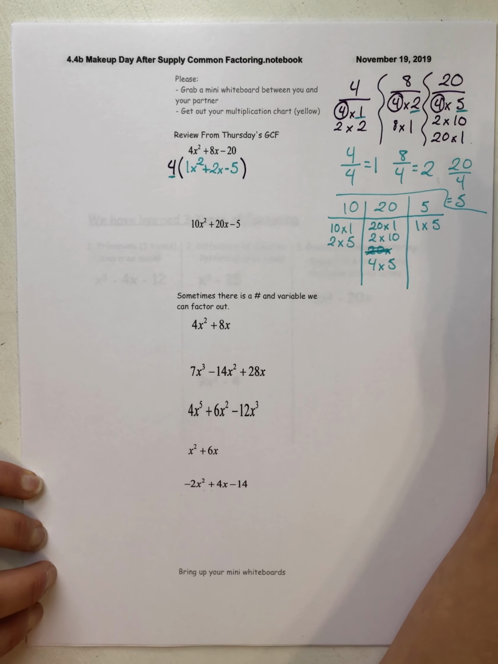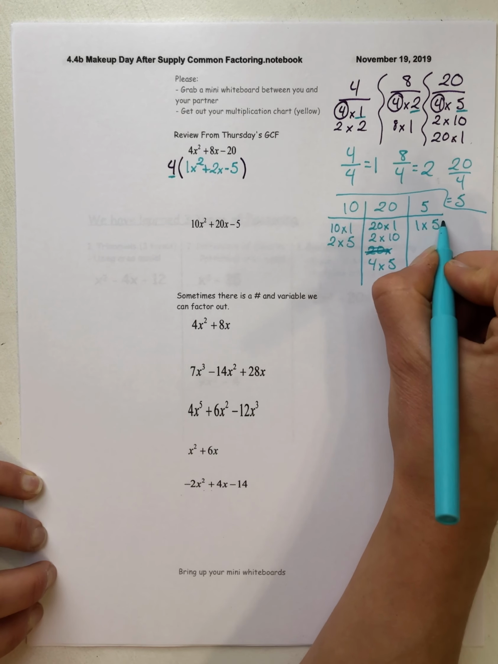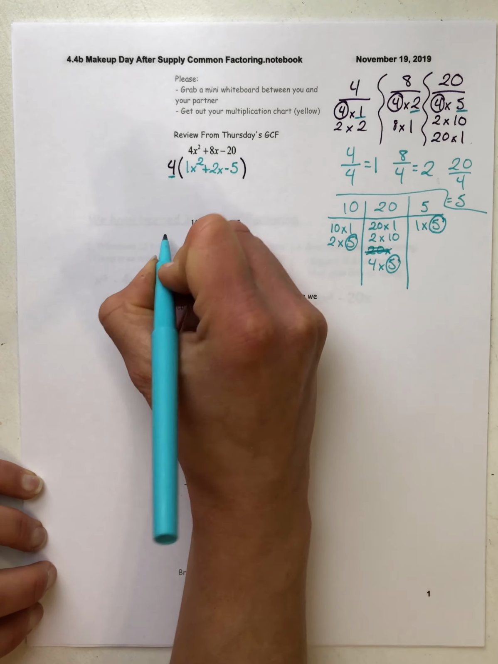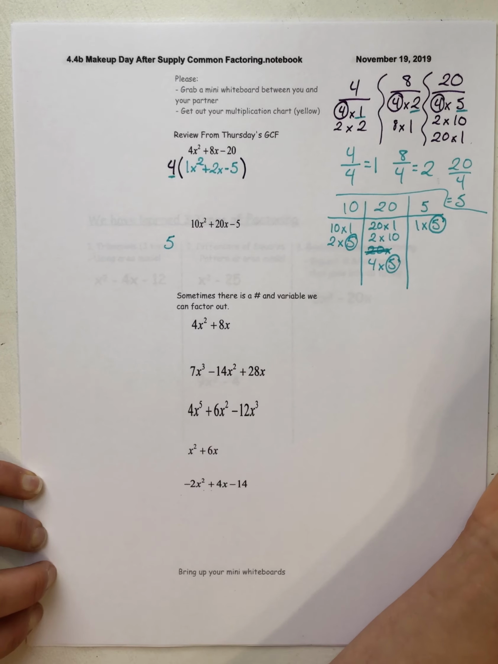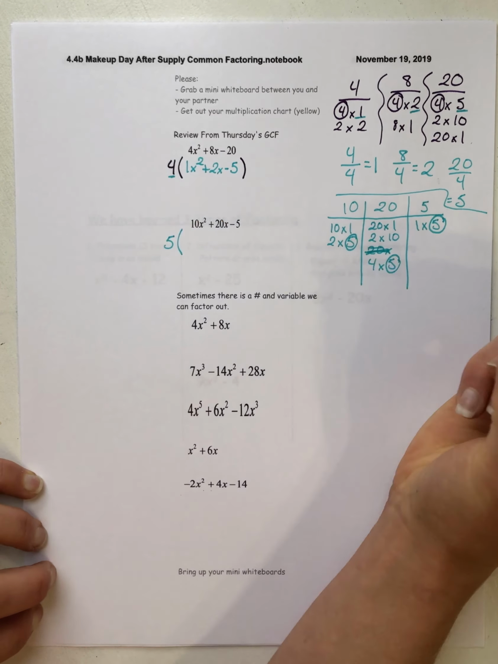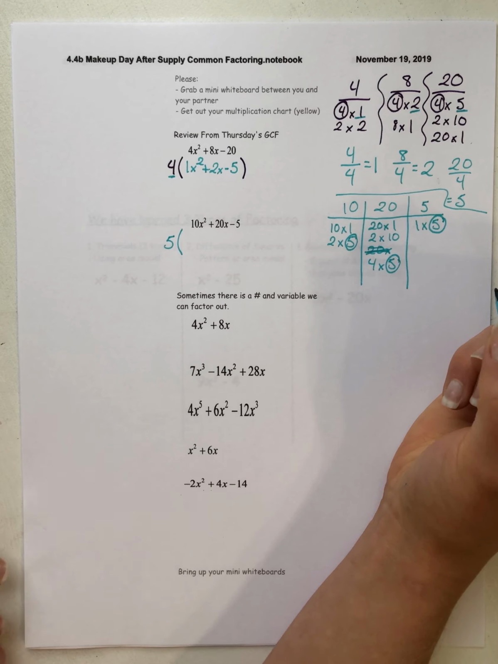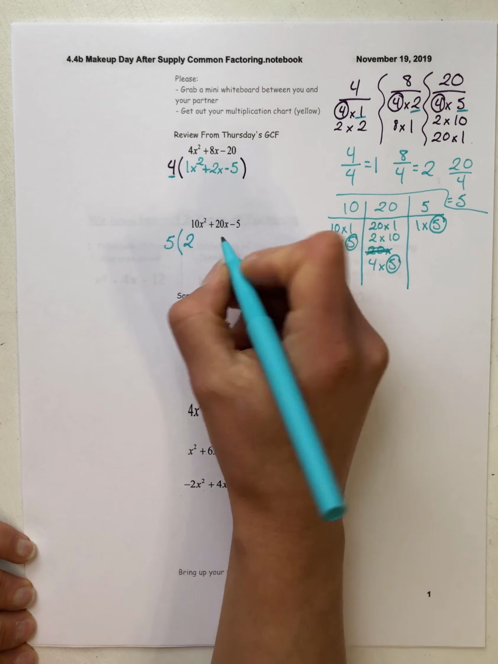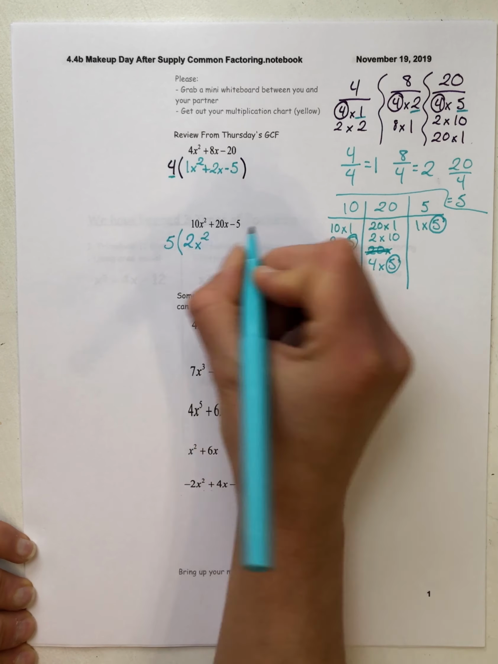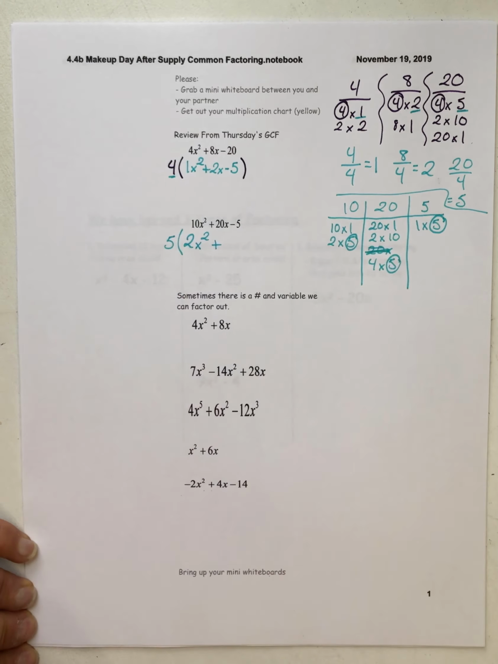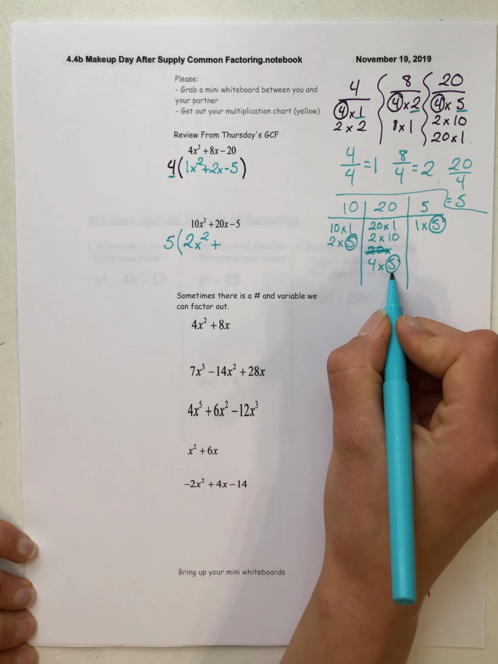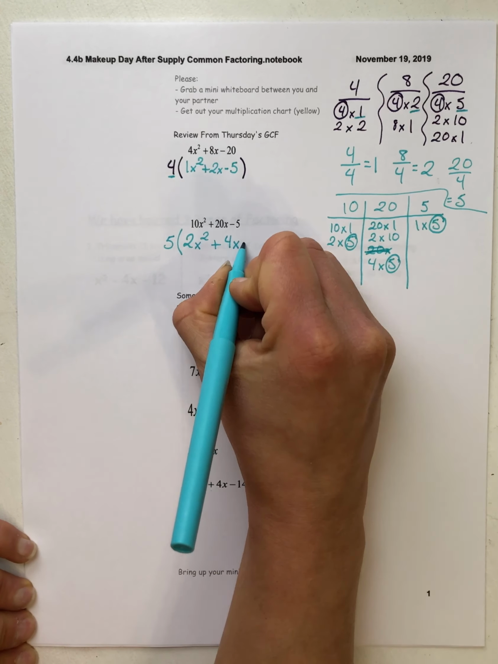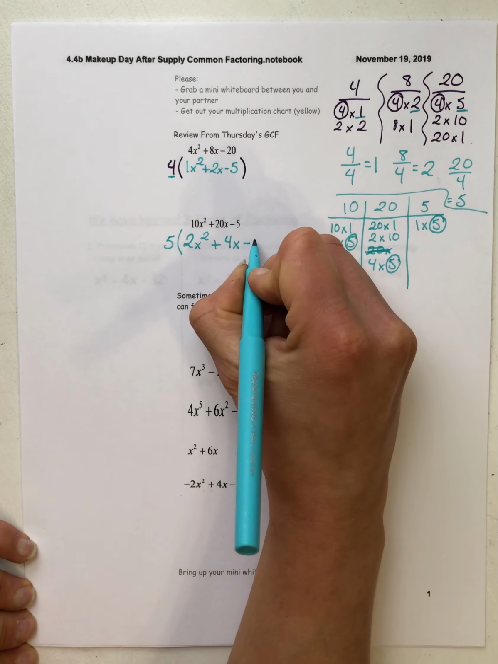And that's it. So what goes into each of these? Well, I see a 5 here, a 5 here, and a 5 here. So I'm going to write 5, and then bracket. So what I'm going to do is I'm going to do 10 divided by 5, which is 2. And then I write the rest of x squared plus 20 divided by 5 is 4. And then x minus 5 divided by 5 is 1.